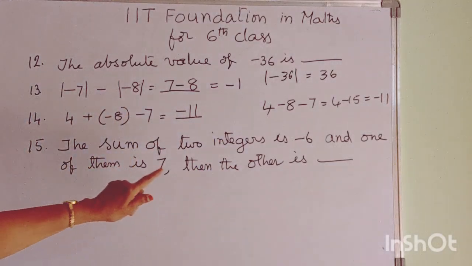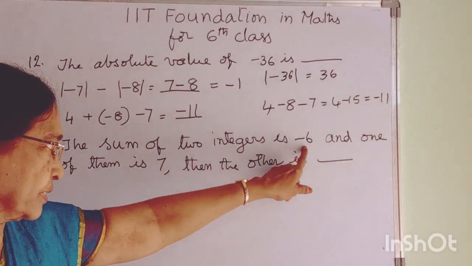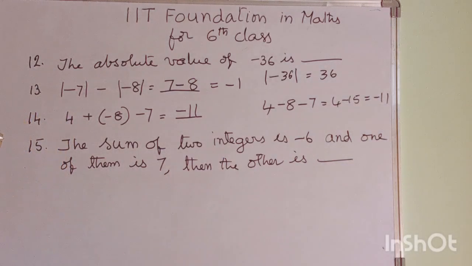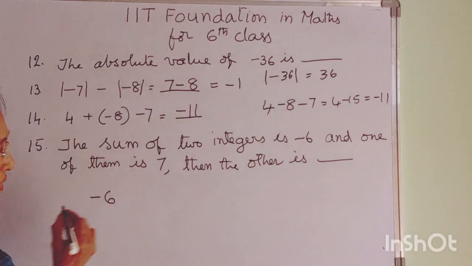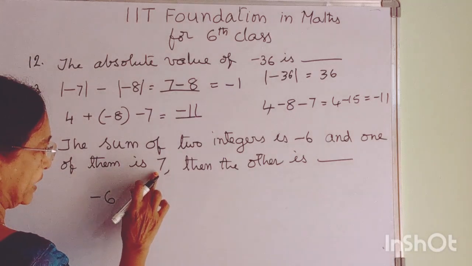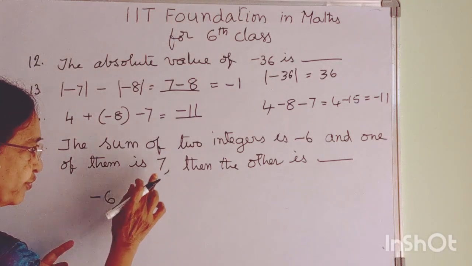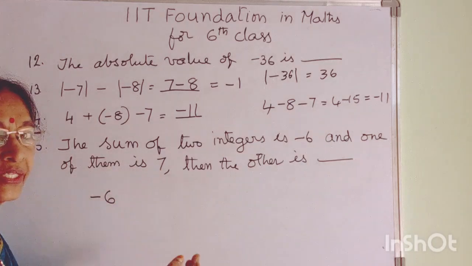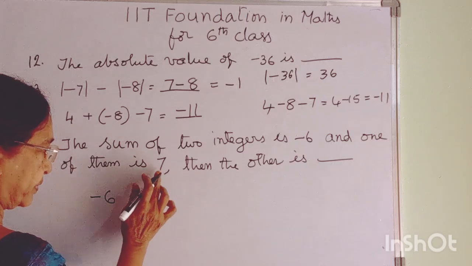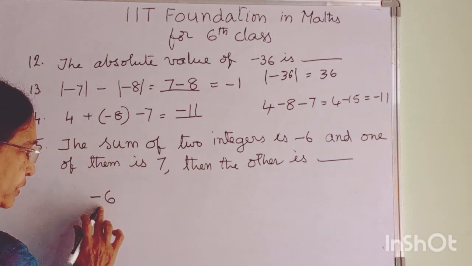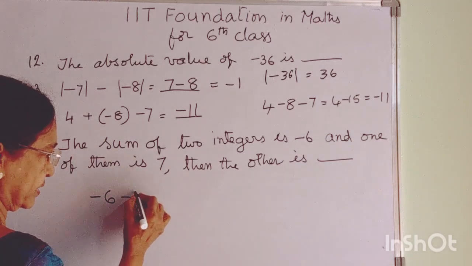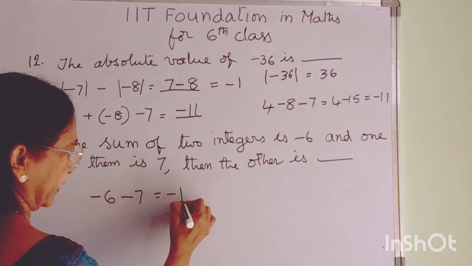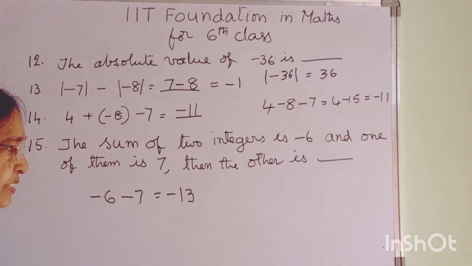Next, the sum of the two integers is minus 6 and one of them is 7. Then the other one is? The sum of the two integers is minus 6, and one number is 7. Therefore, if we subtract this integer from the sum, we get the other number. Subtract 7 from the sum, which is minus 6. So minus 6 minus 7 is equal to minus 13. So the other number is minus 13.